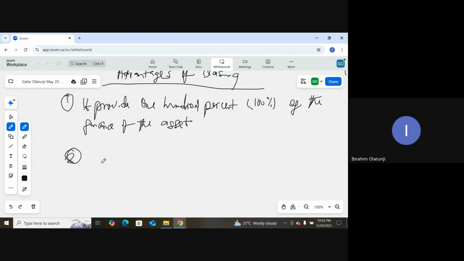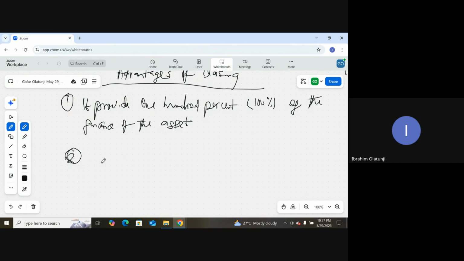Let's assume a company wants to raise money for financing. Then the company can use their land, their building, etc. You get my point now? For raising additional money for the company.